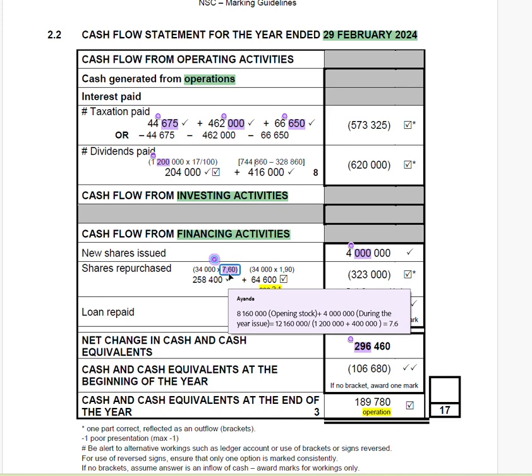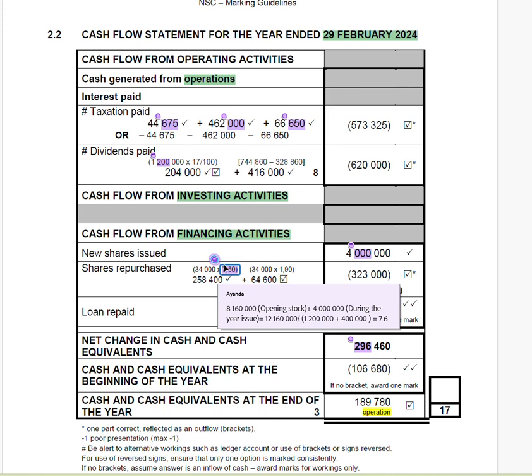How do you get 12,860,000? It is the opening balance, the total opening balance of share value, plus the shares that were sold during the year. You add the two and then you divide by the number of shares. So what are the number of shares? We're told that the shares they opened with were 1.2 million, and then they issued an additional 400,000, and in total that gives us 1.6 million.